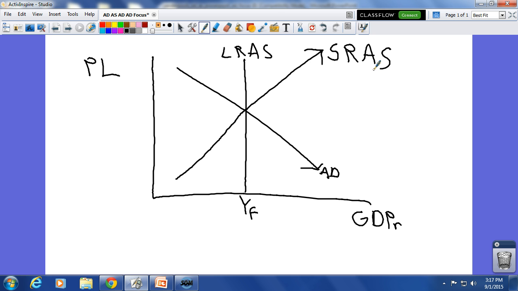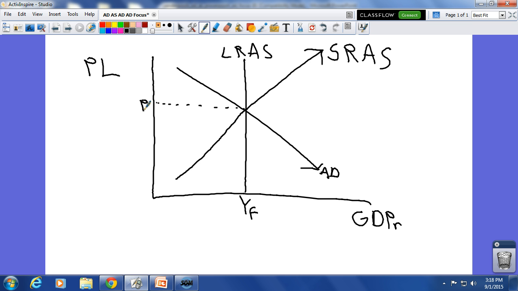So now we need to create some equilibriums here. So our equilibrium price level, we're going to go ahead and call P, and then we are at full employment output. Okay, so because we're at full employment output, aggregate demand and short run aggregate supply are intersecting on the long run aggregate supply curve. Okay, it's intersecting at full employment.